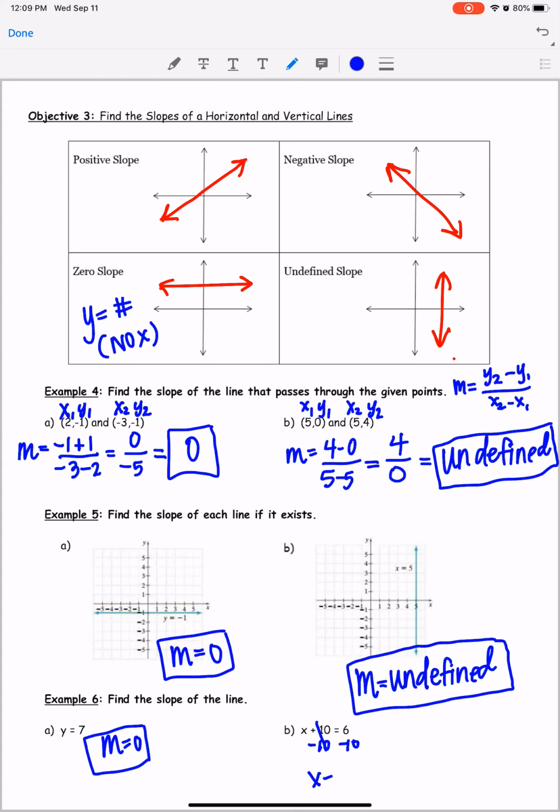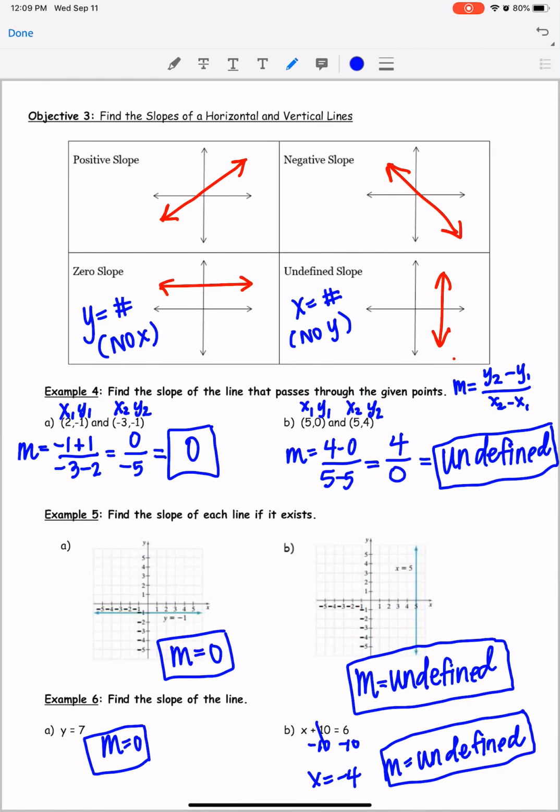We get x equals -4. So if I roughly sketch it here, y is 4. This is my vertical line. Because it is vertical, this means my slope is undefined. So up here, anytime you have x equals a number, this is your undefined slope. This one here has no y.